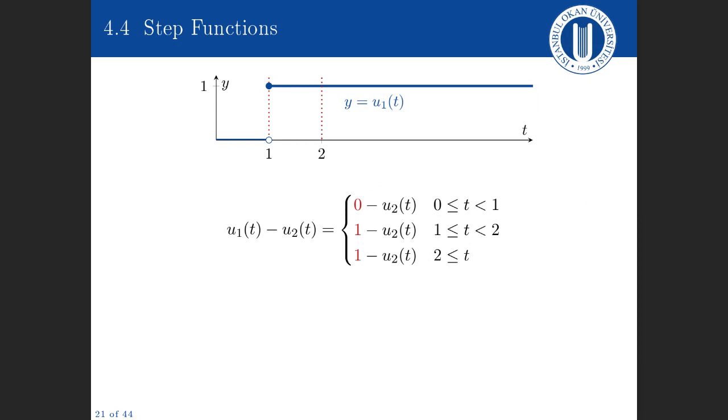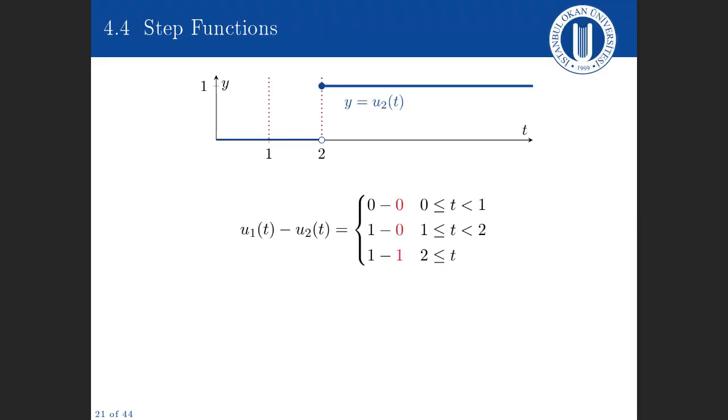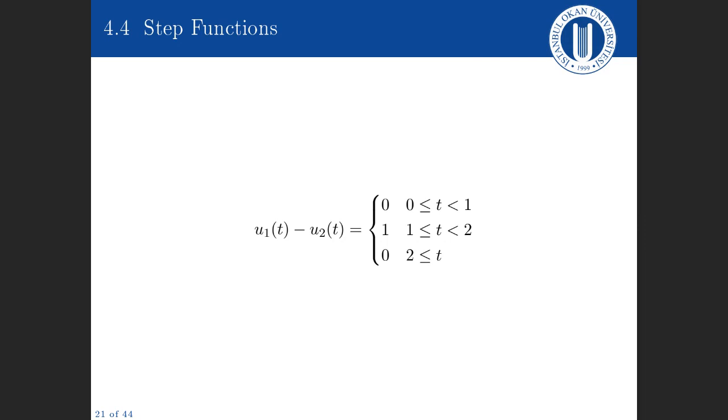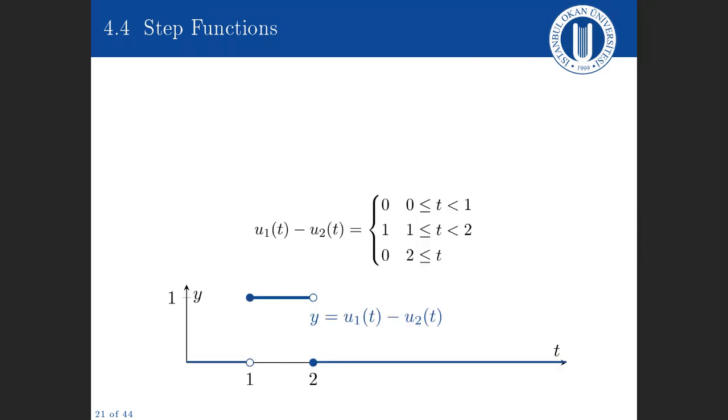And then next, let's look at u_2. u_2 is the function which is equal to 0 until we get to 2, and then it jumps up and it's equal to 1. So for the first two lines, it's going to be equal to 0, and then in the bottom line, it's going to be equal to 1. So we get 0 minus 0, 1 minus 0, and 1 minus 1. But that's just 0, 1, and 0. Let's draw a graph of this. The function is 0, then the function is 1, then the function is equal to 0.